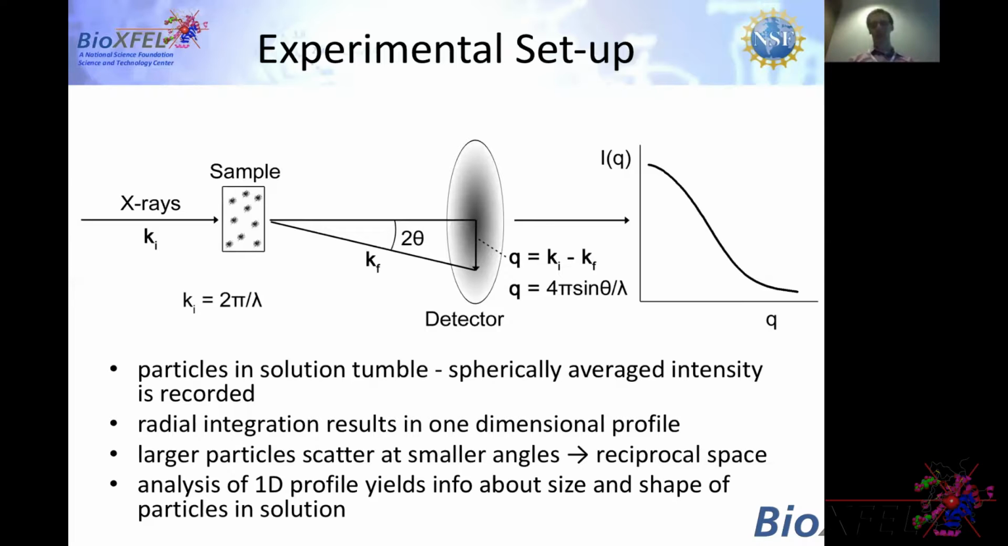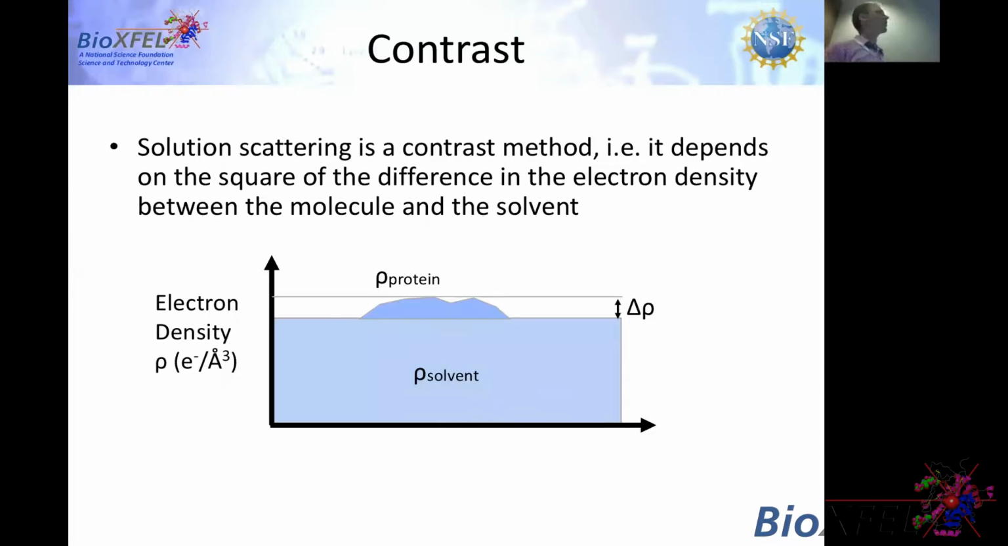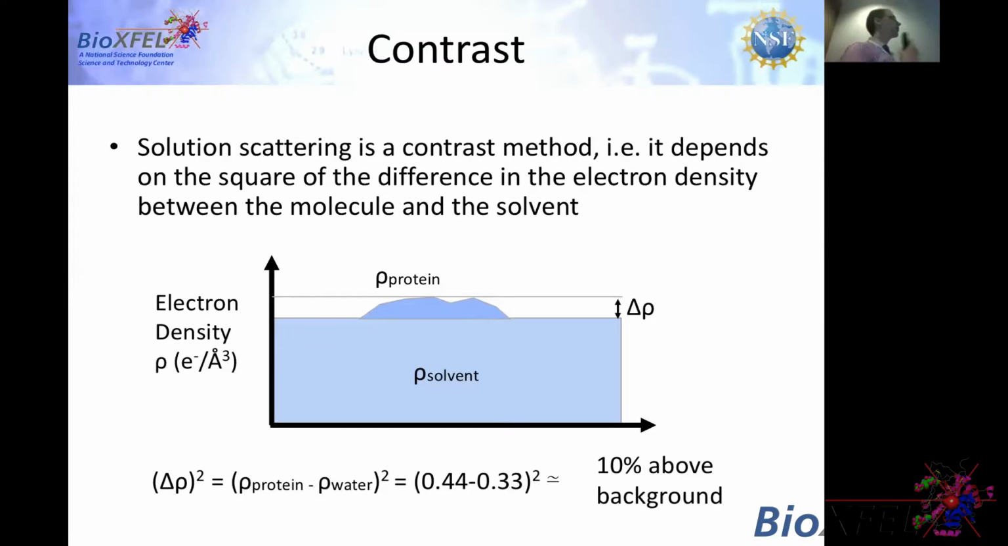But we can analyze this profile to get information about things like the size and shape of particles in solution. Solution scattering is fundamentally a contrast method. So you have to take into account that it's in a solution of buffer, primarily water generally. And because of that, it's a very low signal. And so we end up with something in the neighborhood of 10% above the background for proteins. It's higher for molecules such as RNA and DNA, which are very high electron density. But it's lower for things like membranes, detergents, and things like that.